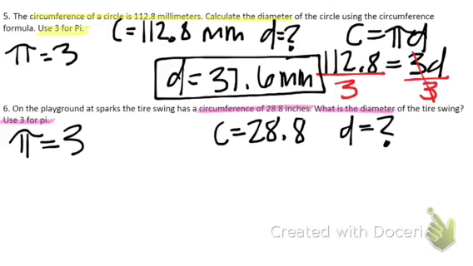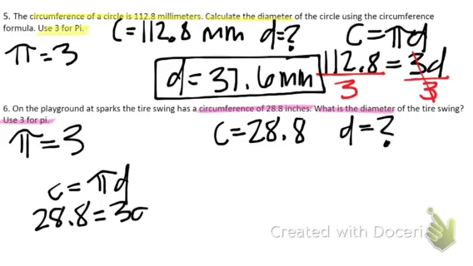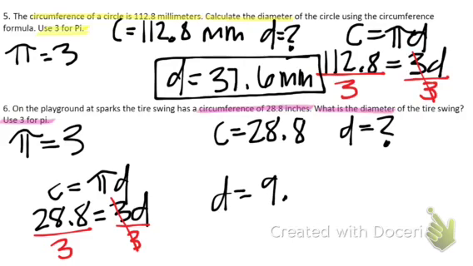Alright, and again, the formula we'll be using is C equals pi d, and then let's plug in the numbers. They give us 28.8 for our circumference equals 3 times d, and then in order to isolate the variable, we need to divide by 3 on both sides. So going back to solving our equations, which you guys were rock stars at, and then when you divide 28.8 by 3, the diameter of the circle is 9.6 inches.